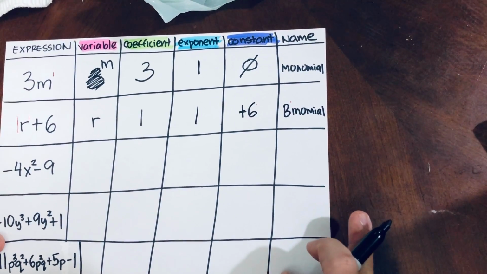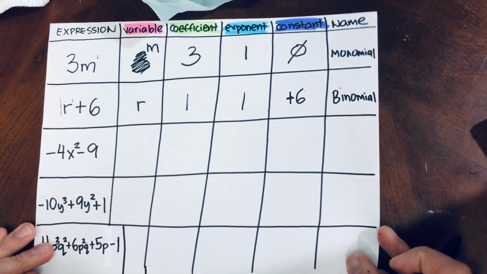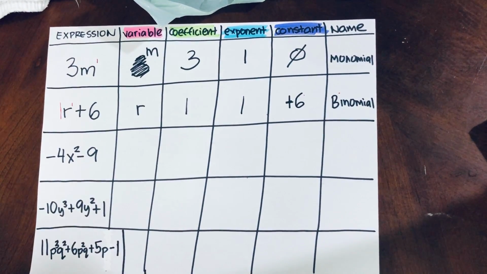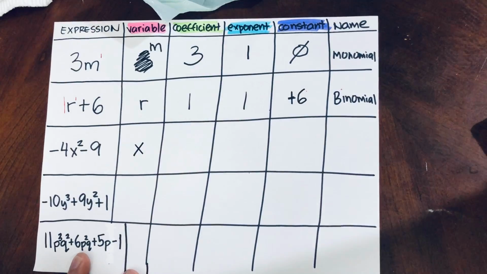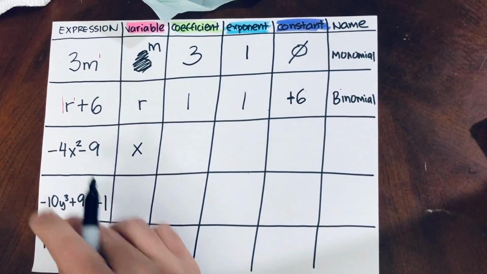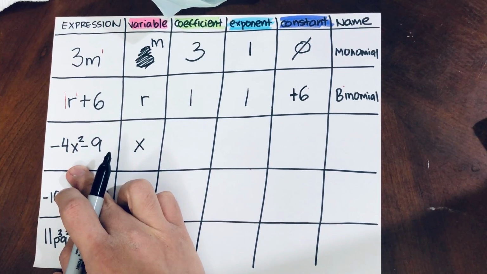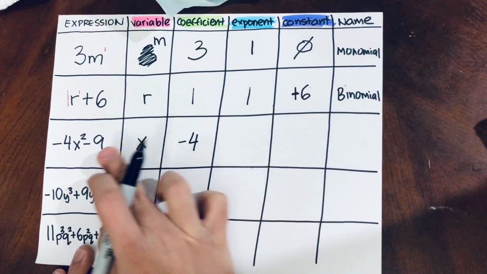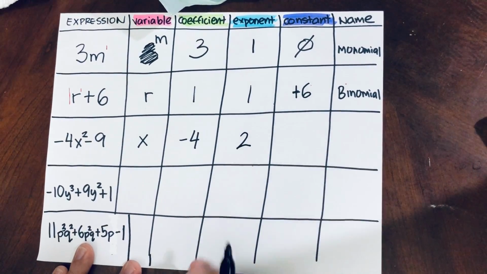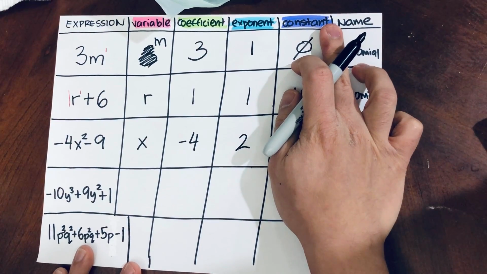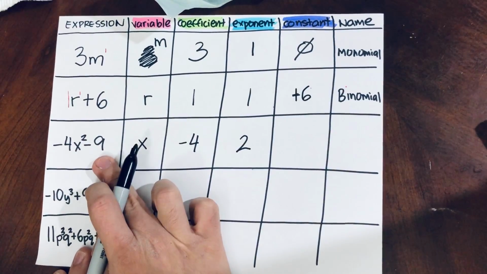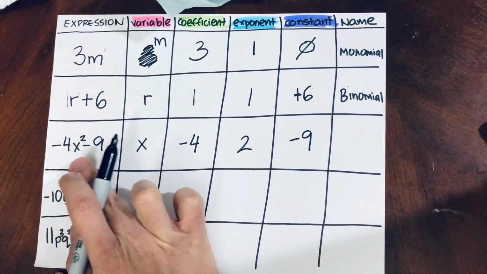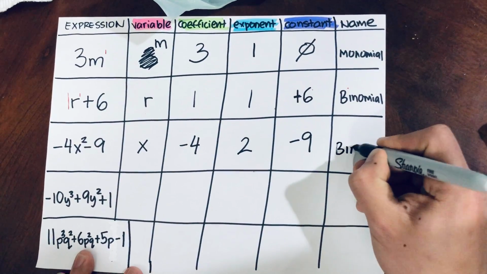Now the third question, negative 4x squared minus 9. So if we look at the variable again, what is my variable here? It is x. What is my coefficient? My coefficient is the number next to my variable. So in this case, my coefficient is -4. What's my exponent? My exponent is the number 2. And how about my constant? My constant is a number on its own. So in this case, it is -9. What is the name of this expression? There are 2 terms. So it's called a binomial.